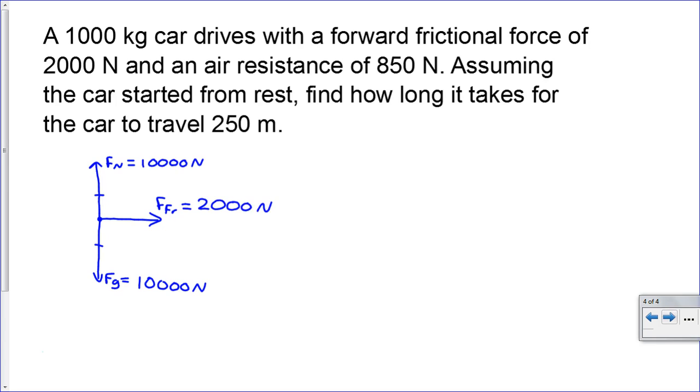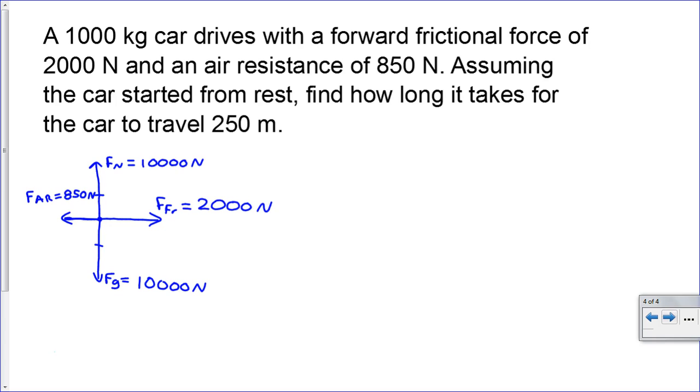There's also an air resistance force as this car is driving forward. The air resistance force, FAR, I said, equals 850 newtons. And that's going in the reverse direction, because air resistance fights against motion. And so now you've got this general force diagram. The top and the bottom cancel out with each other. The left and the right do not completely cancel out. There's more on the right than there is on the left.